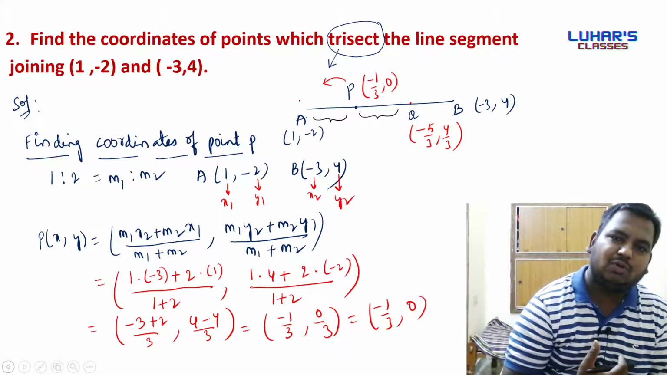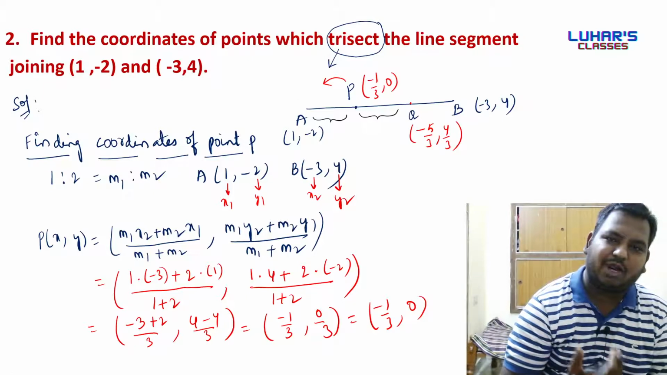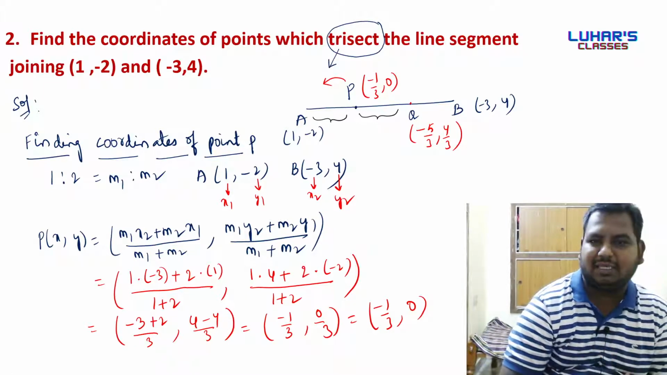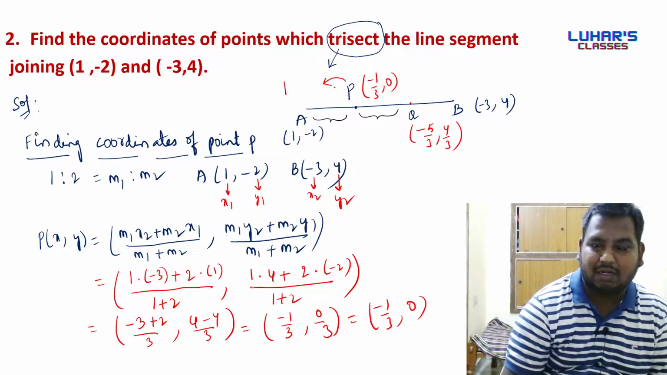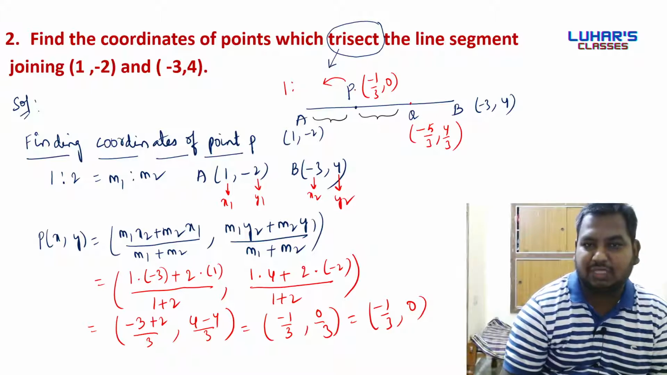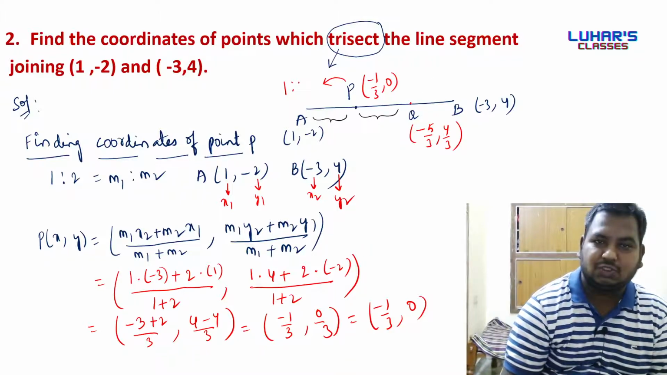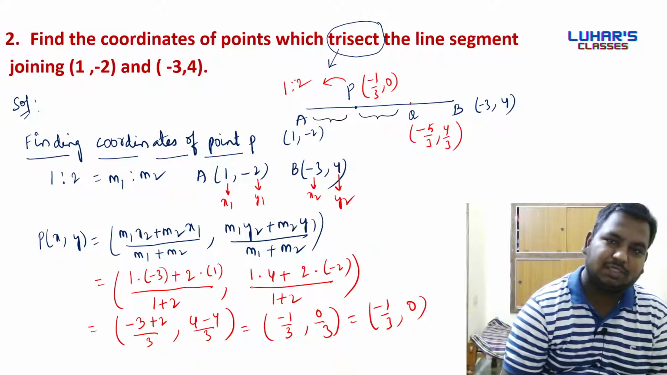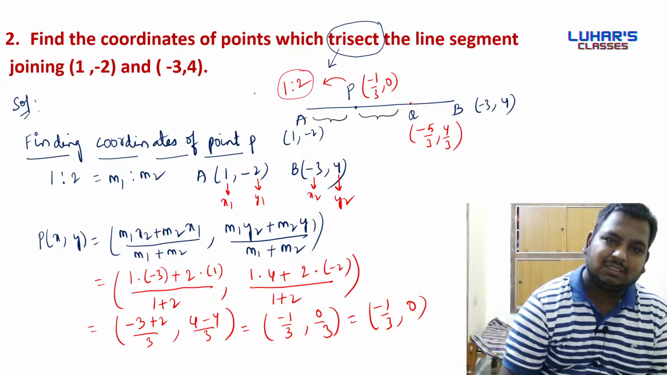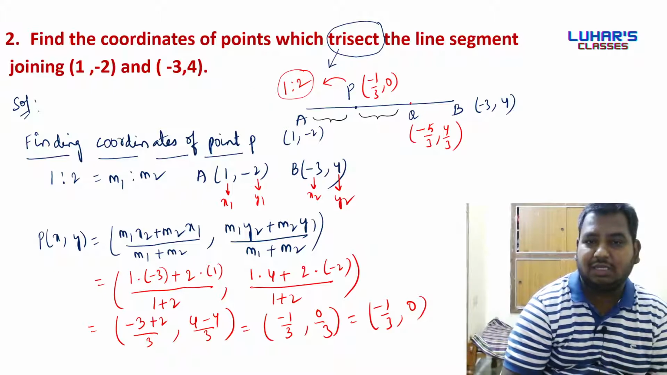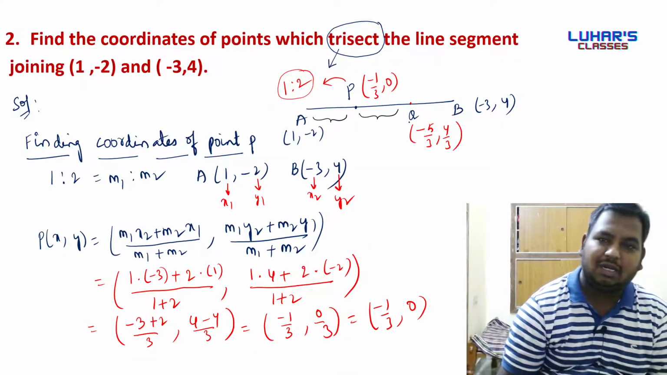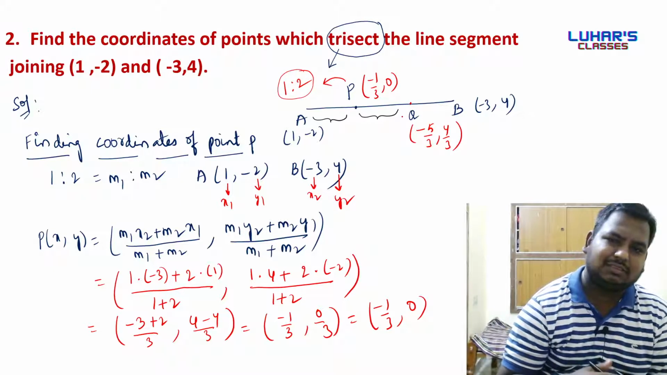To find the coordinates of P, I want to know in which ratio the point P is dividing the line segment AB. That can be known if I look at the figure. Before P, how many parts do we have? We have 1 part. After P, how many parts do we have? We have 2 parts. So the ratio is 1:2. Now if you apply the section formula and substitute the values, you are going to get the coordinates of point P. Now let us find the coordinates of point Q.